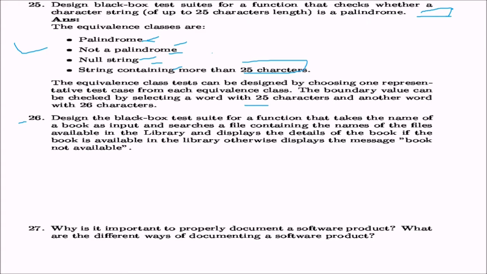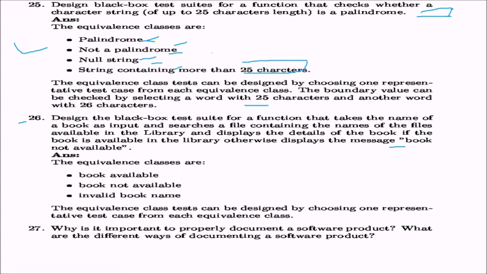26. Design the black box test suite for a function that takes the name of a book as input and searches a file containing the names of the books available in the library and displays the details of the book if the book is available in the library, otherwise displays the message book not available. For this, the equivalence classes would be book available, book not available, or invalid book name. And the equivalence class tests can be designed by choosing one representative test case for each of these equivalence classes.